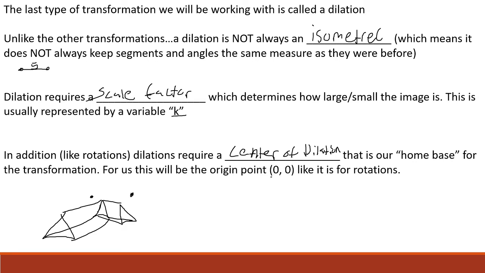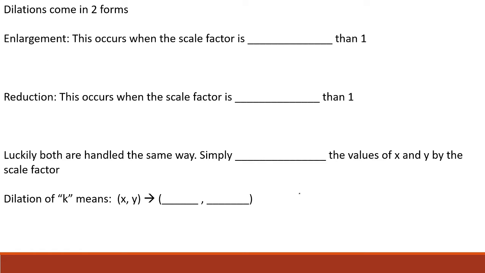Now, for us, we're going to mostly use 0, 0, which is the origin, but we will briefly cover how to do it with other centers rather than just the origin. But we're going to start with just assuming that the center is always at the origin. So there's two types of dilations we have. We have enlargements, which occurs when the scale factor is more than 1, and then we have reductions when the scale factor is less than 1.